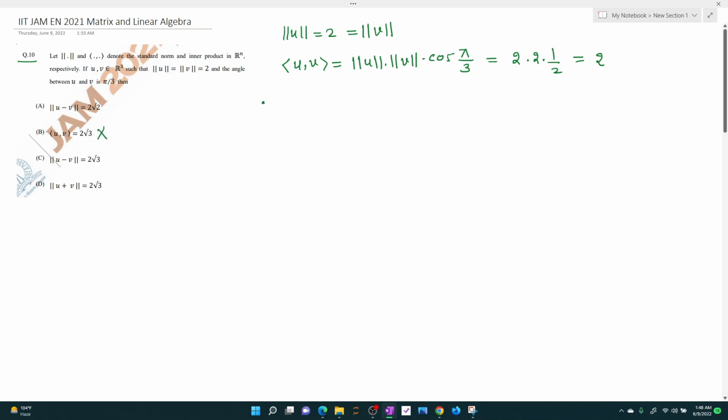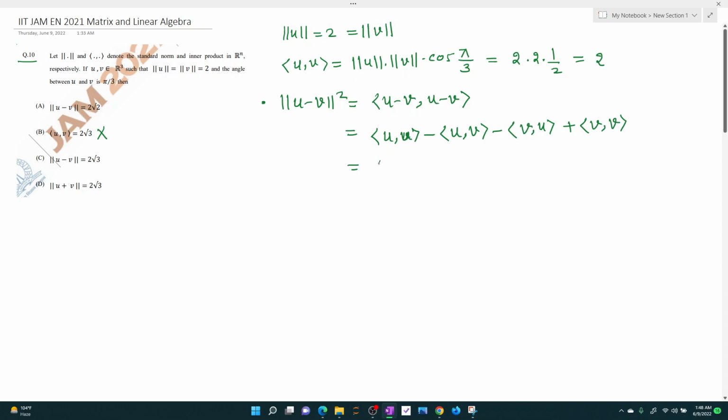Now let's try it out with the norm of u minus v. Instead of the norm of u minus v, let's take the norm of u minus v whole square, which is the inner product of u minus v with u minus v. This can be written as the inner product of u with u, minus the inner product of u with v, minus the inner product of v with u, and then negative negative becomes positive, the inner product of v with v.